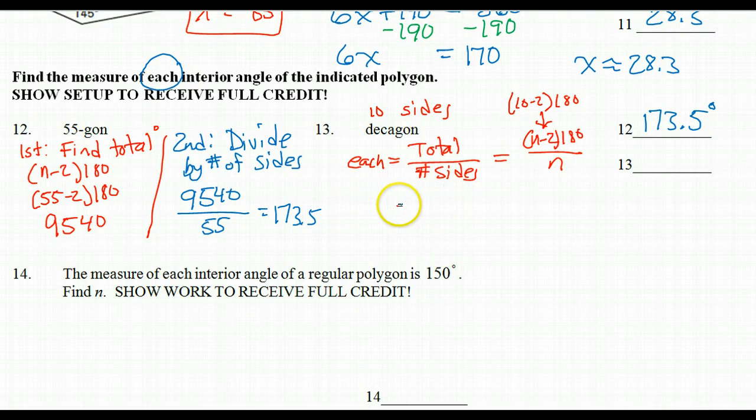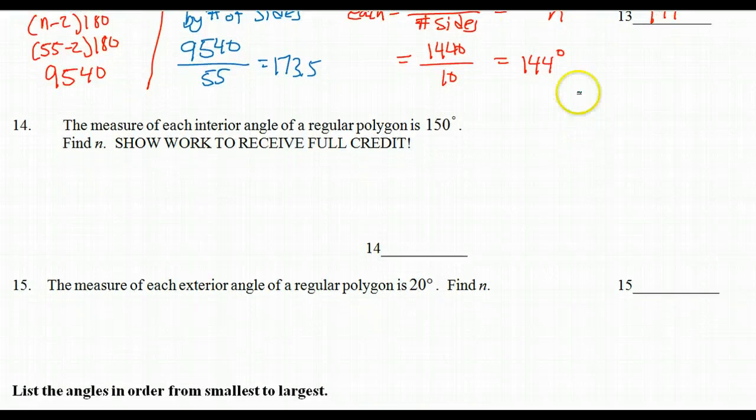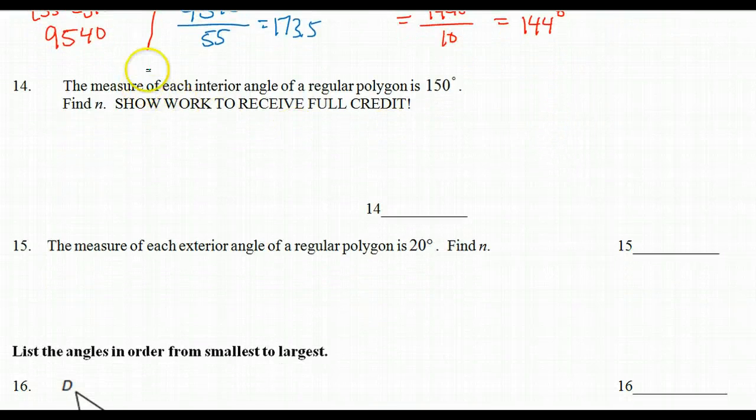Okay, so this is going to equal 1,440 divided by the number of sides, which is 10. So that's going to be 144 degrees. Okay? If you want to find one angle, do the total degrees divided by the number of sides. Now, keep that in mind as we approach number 14.